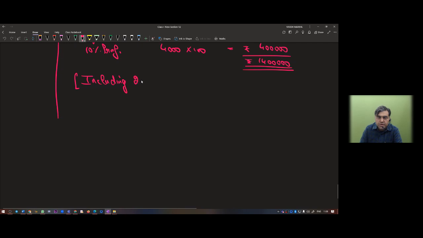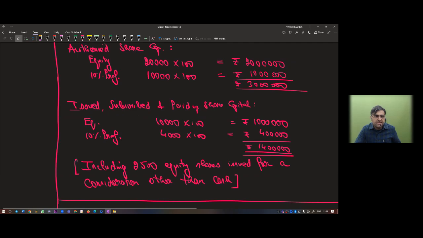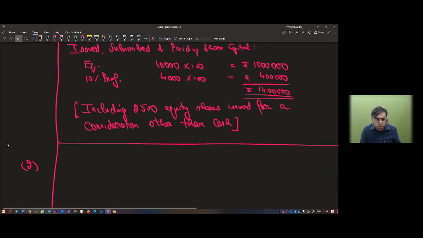including 2,500 equity shares issued for a consideration other than cash. My note number one gets completed. Now I go to note number two.